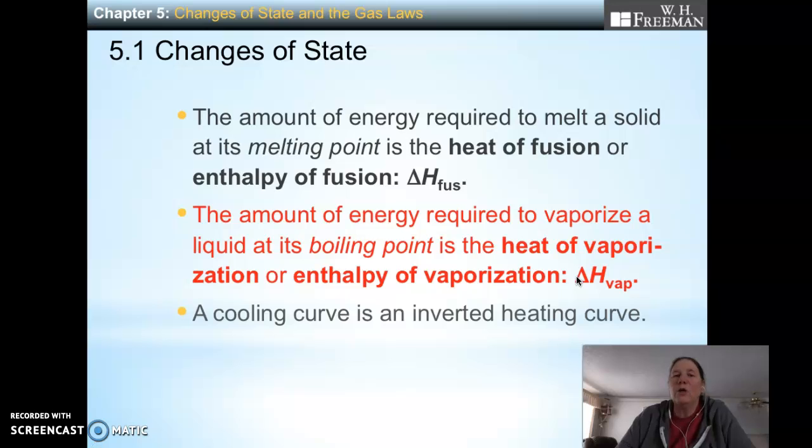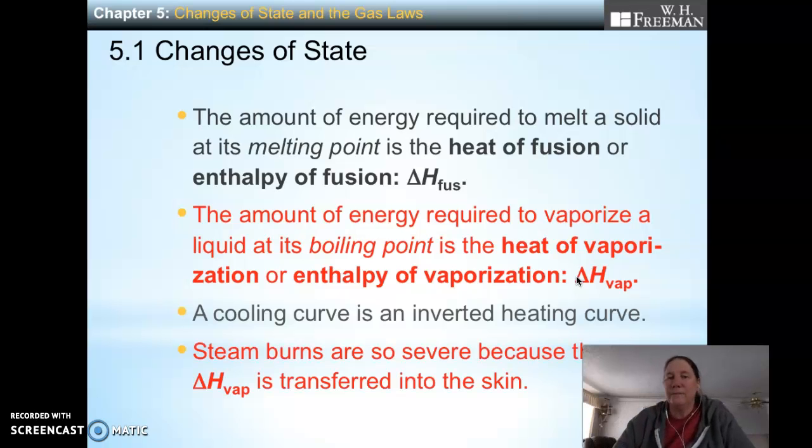Okay. So a cooling curve would be just the opposite of the one I showed you where we had it going up. Now we're going to have one going down. We'd have to start at steam, and you'd have to worry about that because the heat of vaporization is a high number. There's a lot of energy, and it would be transferred to your skin, and that's why, ouch. Have you ever taken something out of the microwave, opened up the bag, and it burns your fingers? You gotta be careful. Steam has a lot of energy.